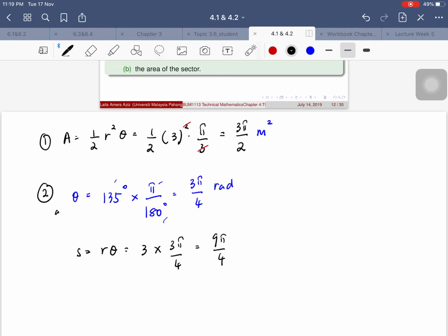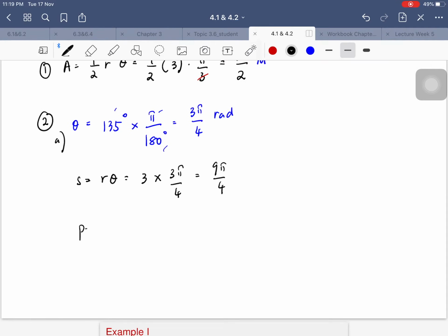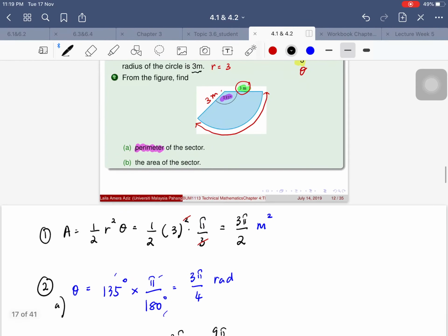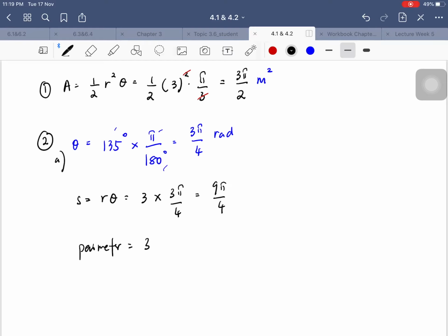But remember, for this case, we don't want only the arc length, we want the perimeter. So then put over here. The perimeter is going to equal, so we have 2 radiuses over here, 3 and 3. So I'm going to have 3 plus 3 plus 9 pi over 4. That is going to equal 6 plus 9 pi over 4.